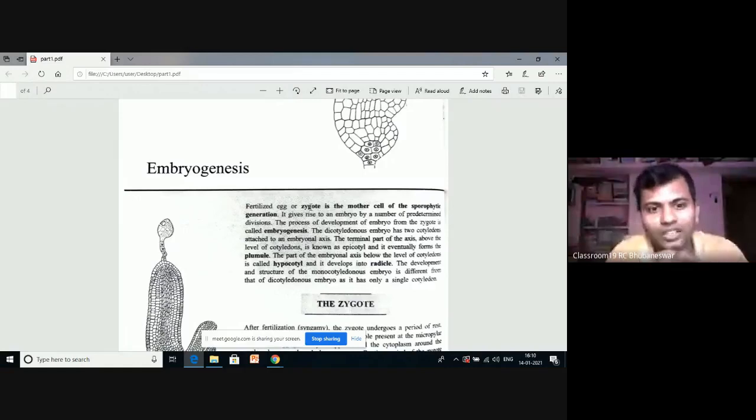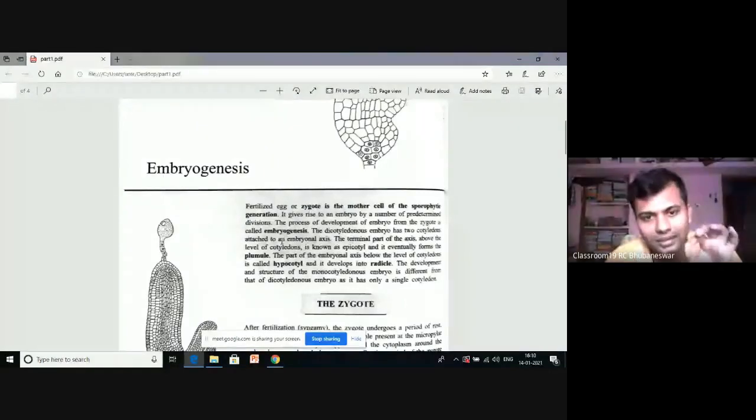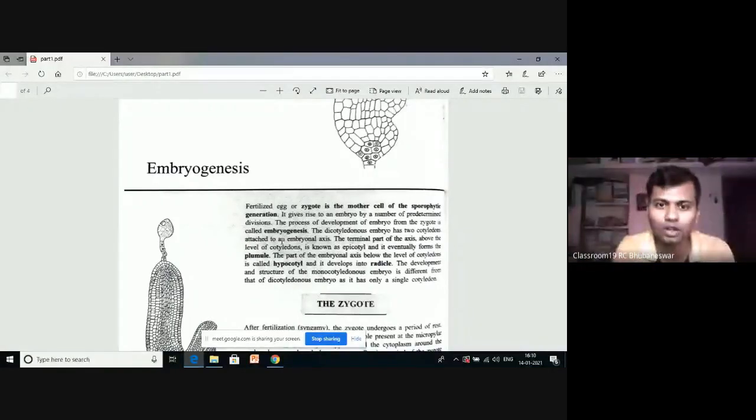Then have you ever noticed this? Yes or no? Yes, sir. And this is the embryo proper, and the two cotyledons that you are eating, the two white portions that you are eating, are also part of the embryo.